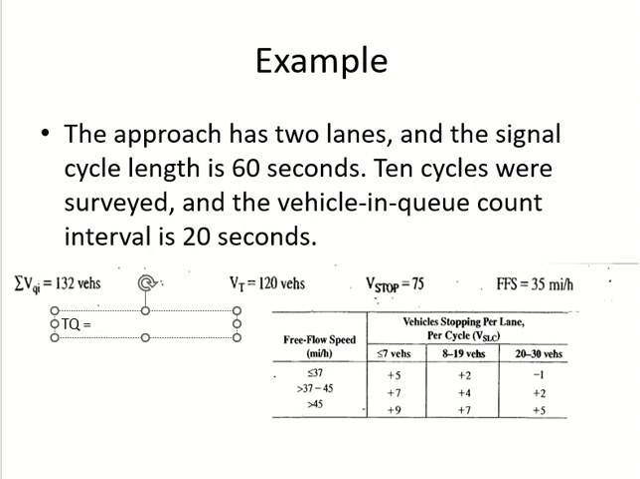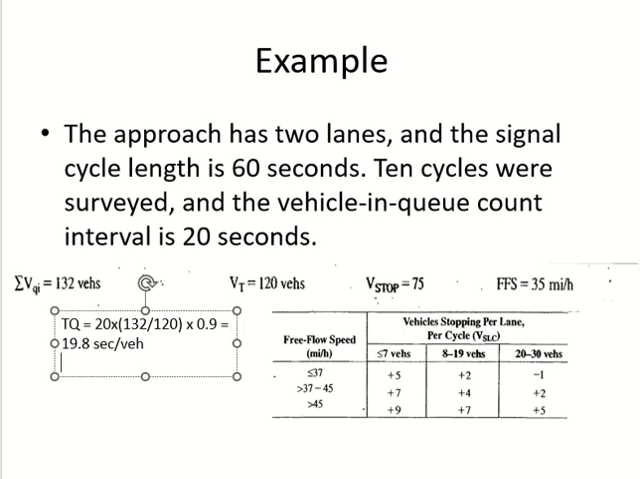The first thing I will calculate is time in queue delay. So the interval is 20, multiplied by VIQ is 132, divided by the total is 120, multiplied by 0.9, which is the constant. 19.8. This is average delay for each vehicle, average time for each vehicle, okay?